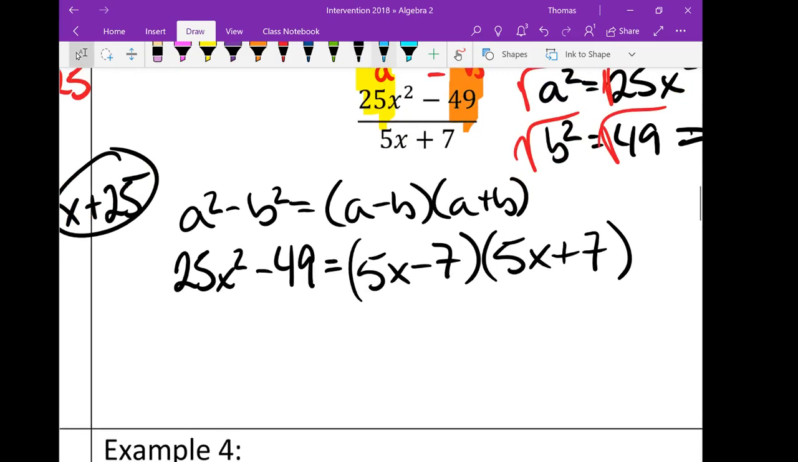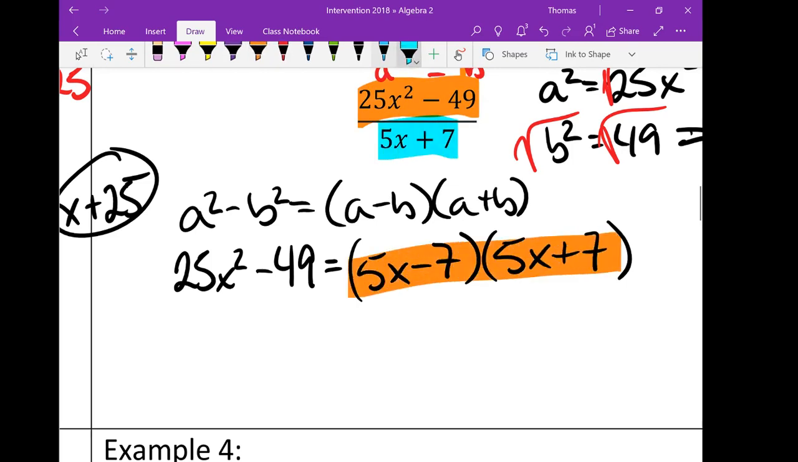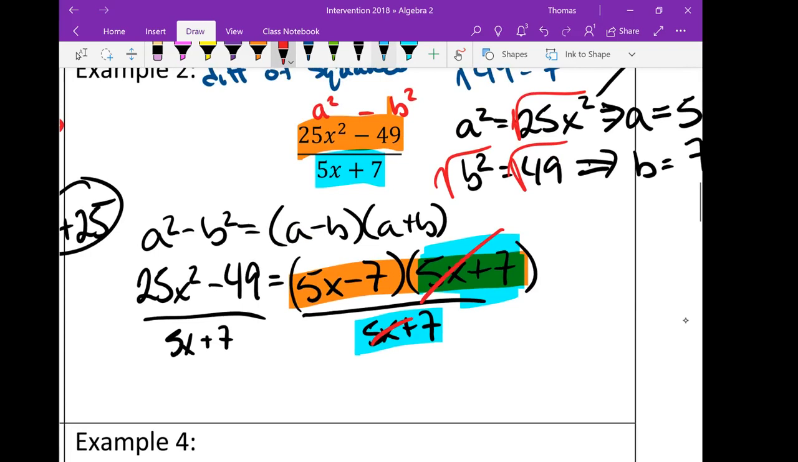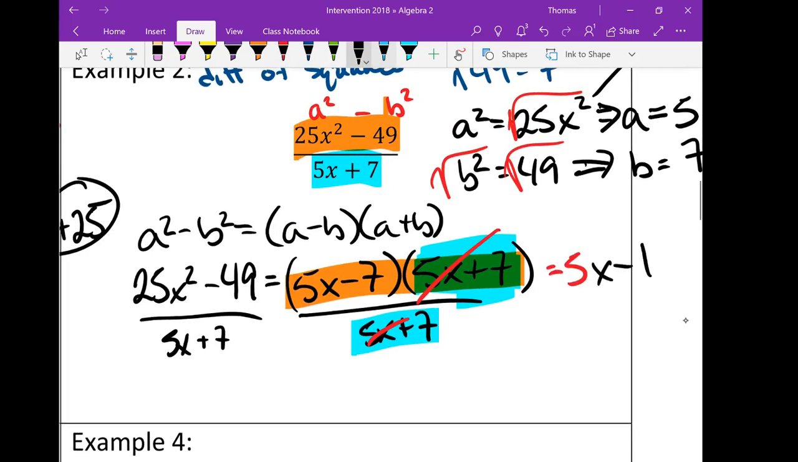So we rewrote the top of our expression using this identity. Now the bottom of our expression, I'm going to highlight in blue and add it down here. It's 5x plus 7. And again, we see this same term, this blue term, this 5x plus 7, is showing up on the top and on the bottom. When we have something multiplied and something divided, we can cancel them out, and we get 5x minus 7 left over.